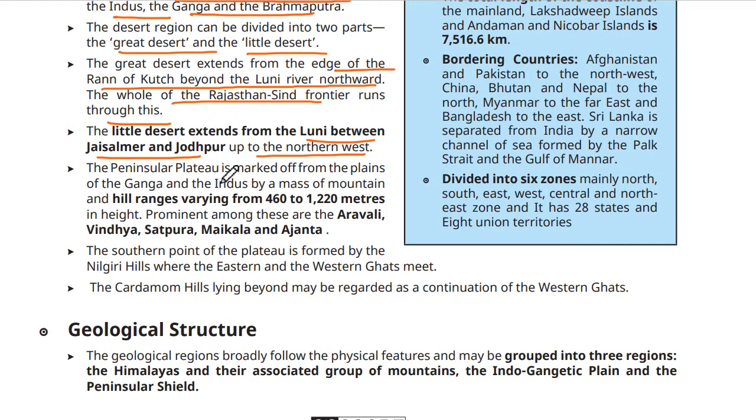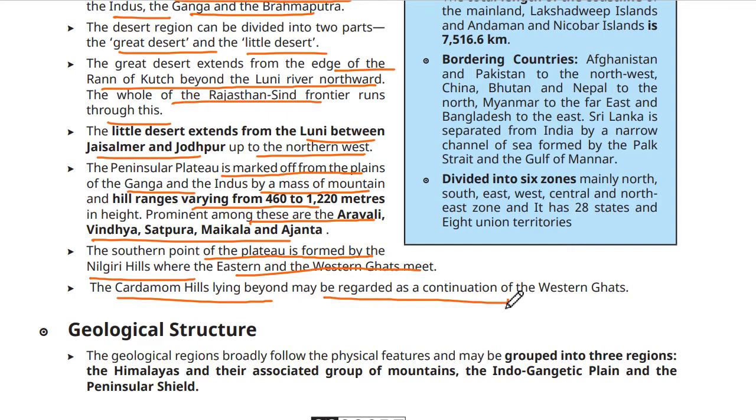The peninsula plateau is marked off from the plains of the Ganga and the Indus by a mass of mountain and hill ranges varying from 460 to 1220 meters height. Prominent among these are Aravali, Vindhya, Satpura, Maikala, and Ajanta. In the south, the southern point of the plateau is formed by Nilgiri Hills, where the eastern and the western Ghats meet. The Cardamom Hills lie beyond and may be regarded as continuation of the western Ghats.